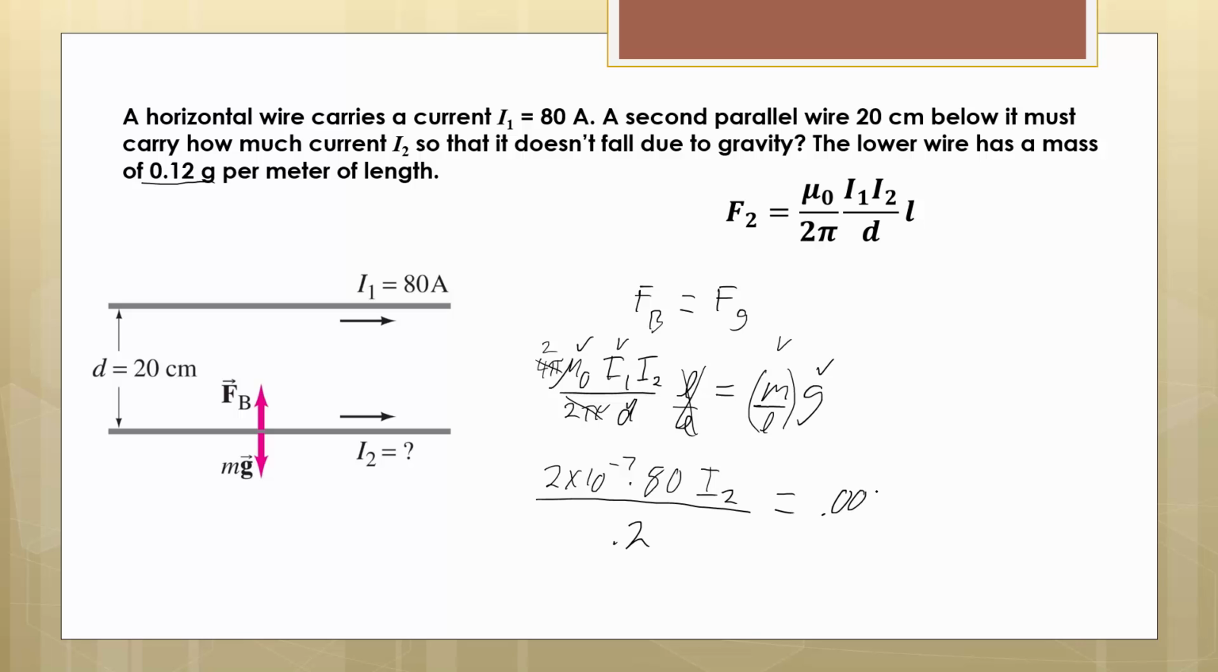So 0.00012 kilograms per unit length. It doesn't really matter what it is. And then we're going to plug in 9.8 here, and we go ahead and solve for the current in the other wire, and we get 14.7 amps. That's all. See you next time.